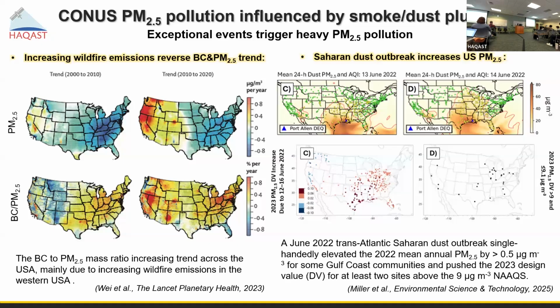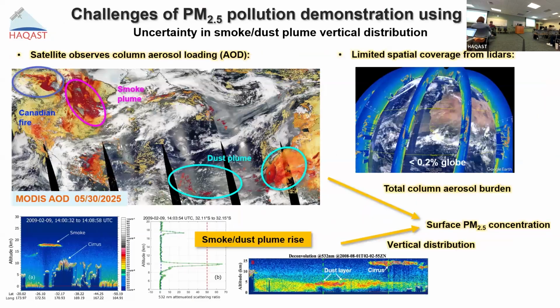From ground measurements, Miller et al. have found the June 2022 transatlantic Saharan dust outbreak elevated the 2022 mean annual PM2.5 for the Gulf Coast region, and also pushed at least 2 ground sites to exceed the national ambient air quality standard. So Earth observation provides a significant data source to track the smoke and dust plumes. For example, from the models of various aerosol optical depth, AOD, data, you can easily track the long-range transport of smoke or dust plumes from the source region to downwind regions far away.